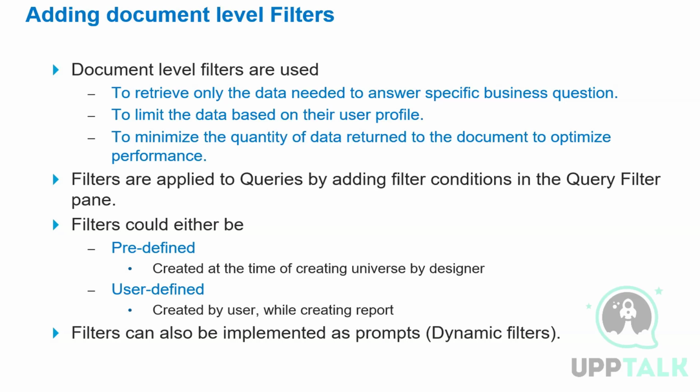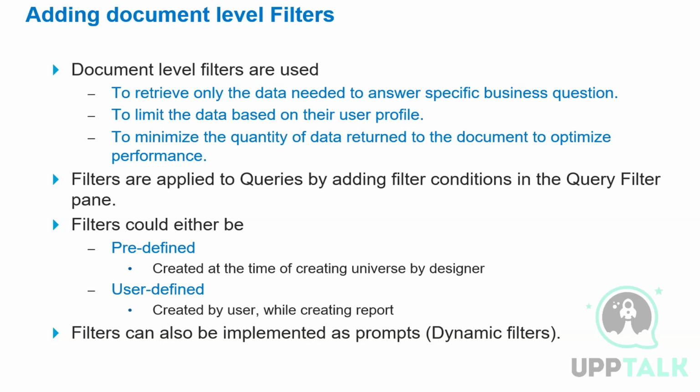He will not be interested in seeing all the data, and it will also improve the query performance if we put filters based on the requirement. To limit the data based on user profile: an Asia region supervisor is allowed to see the data of the Asia region only. He will not be allowed to see the data of Europe and others. So based on their user profile, we can limit the data using the document level filter, and minimize the quantity of data returned to the document to optimize performance.